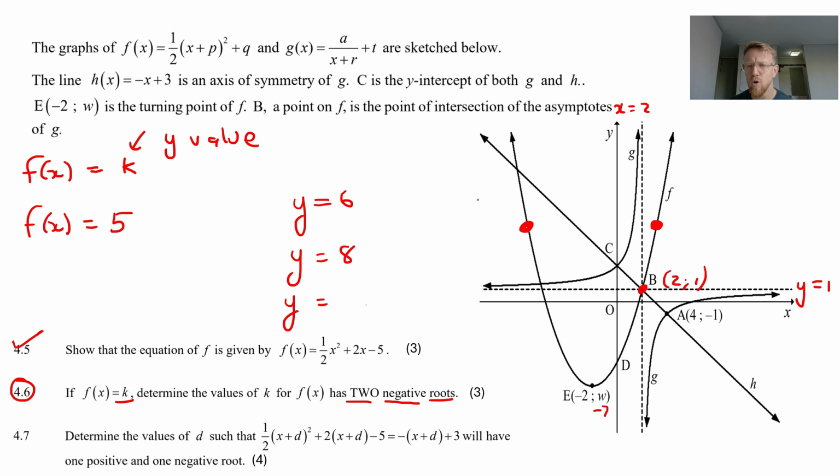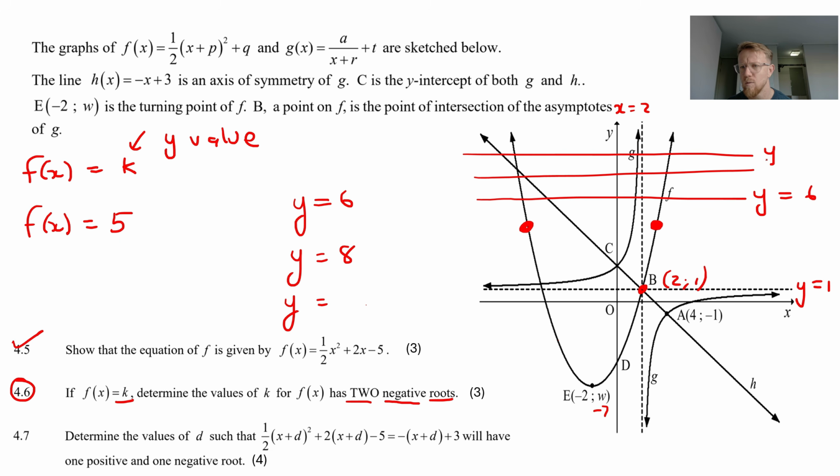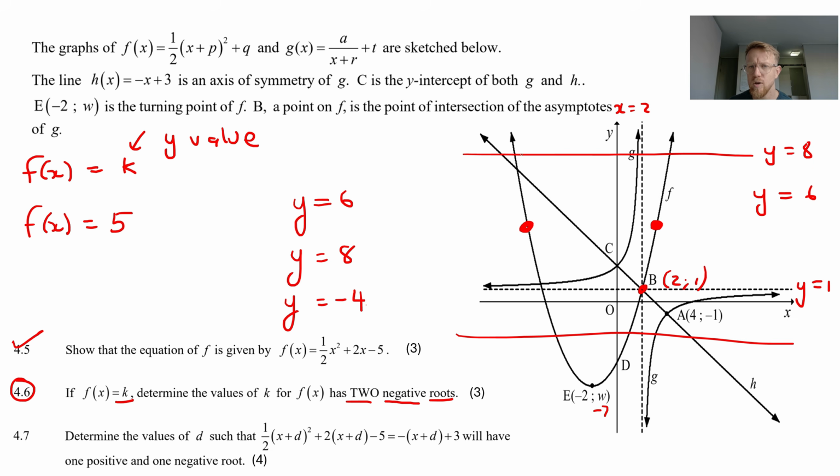So let's just go draw a whole bunch of horizontal lines, because those are y values, right? This might be y equals 6, this might be y equals 8. And let's go look at y equals minus 4, which would be like here. And let's go look at the x values for each of those. So if we look at y equals 6, there's a negative x value, and there's a positive x value. Okay, so that's not what we want. If we look at y equals 8, that x value is negative, that x value is positive. So that's not what we want. Okay, so it's none of those.